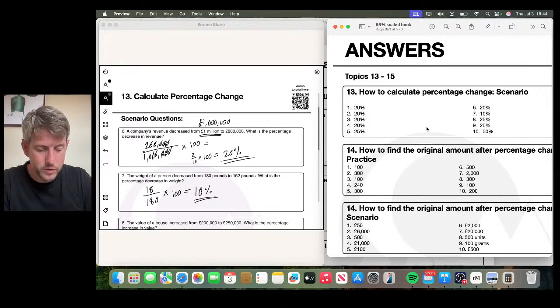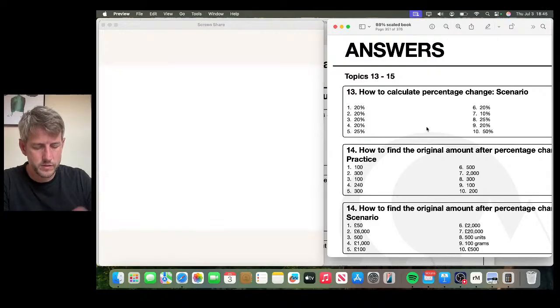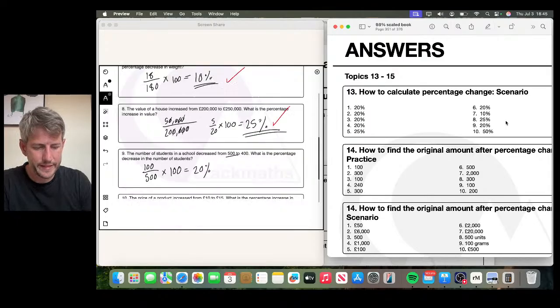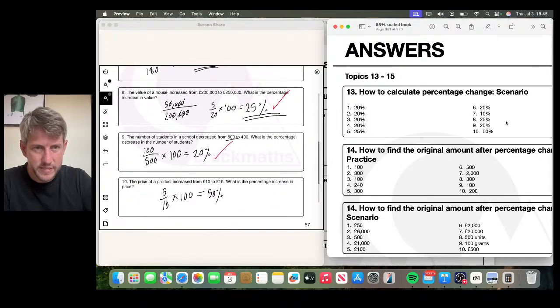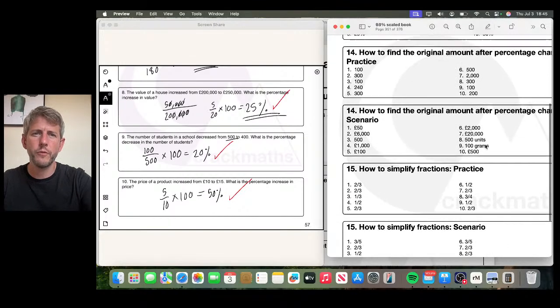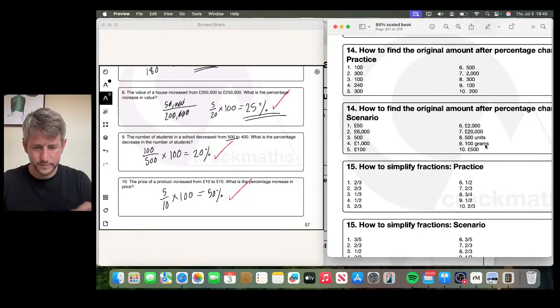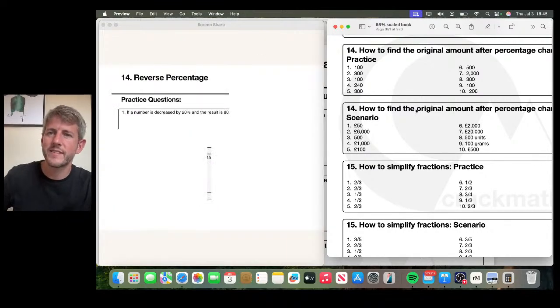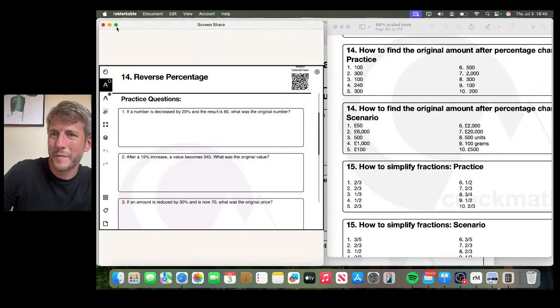Right, so we've got 20%, 10%, 25% agrees, 20% agrees, and 50% agrees. Excellent. Another topic complete. So topic 14 next. Right. Let's get this to the start. Get this up here. Reverse percentage. Okay, the topic's getting a bit harder now.